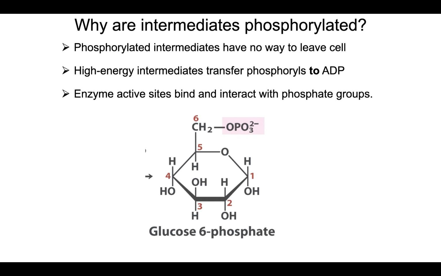These high energy intermediates, these phosphorylated intermediates, can eventually transfer their phosphate to a molecule of ADP to make ATP, and we'll see that a little bit later. And then there are enzymes that have active sites that only interact with the phosphate groups of these phosphorylated molecules.